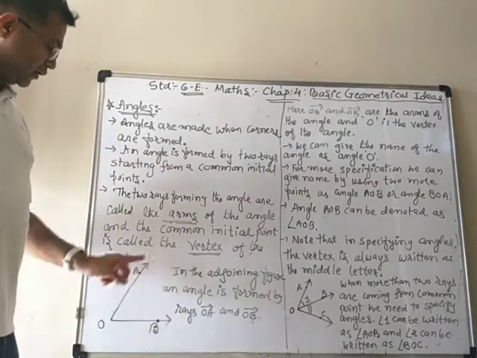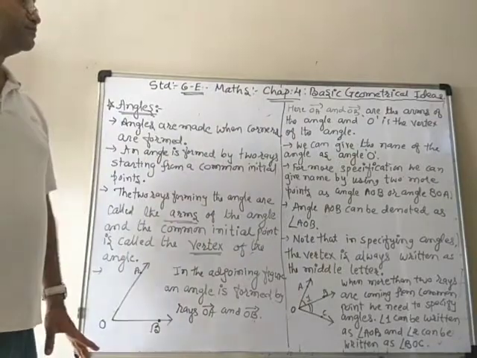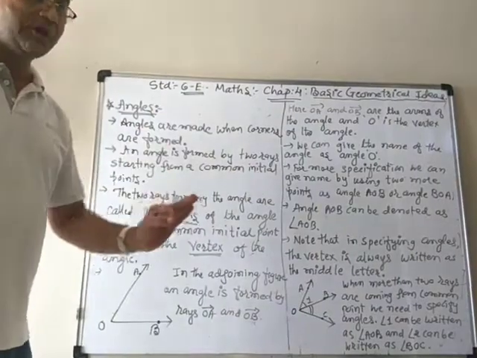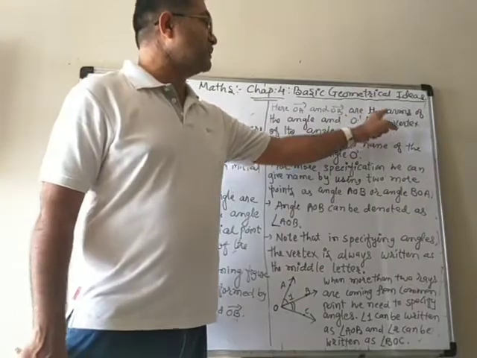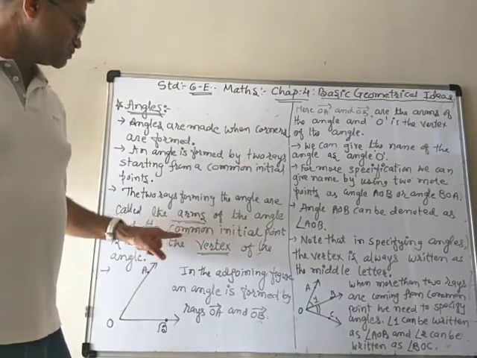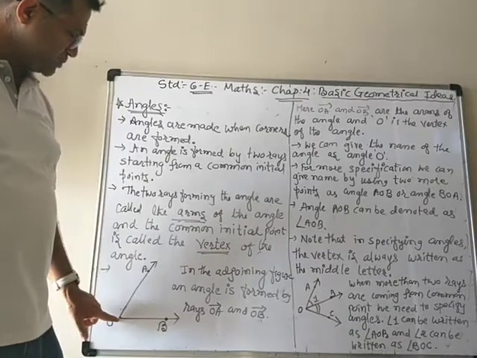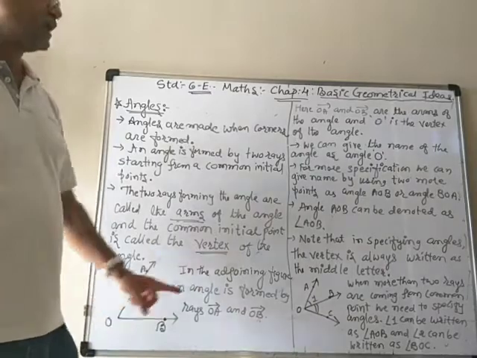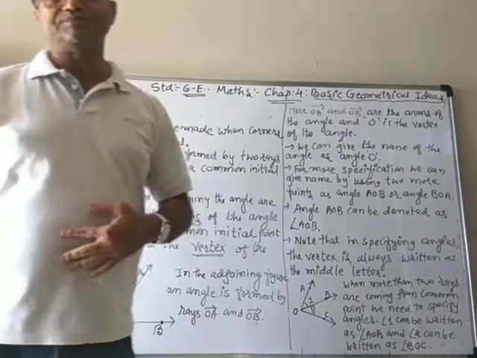Here ray OA and ray OB are called the arms because the angle is formed by those two rays. Ray OA and ray OB are forming this angle. So ray OA and ray OB are the arms of the angle, and which is the common point? The common point is known as the initial point or the vertex. So which is the vertex? O, because both the rays have the common initial point O. Therefore, we can say that O is the vertex of the angle.